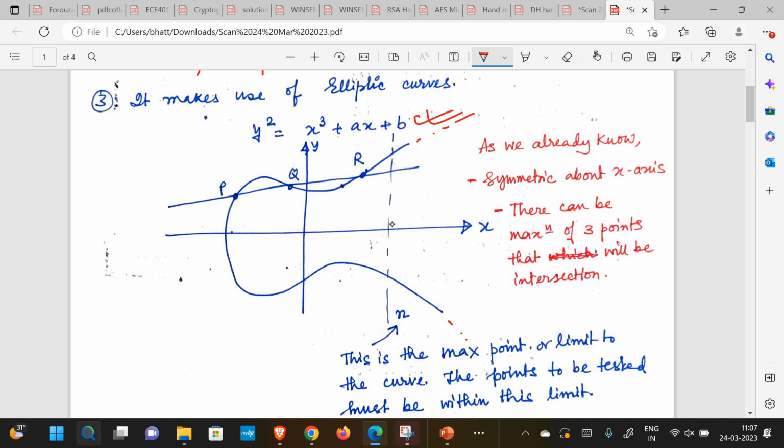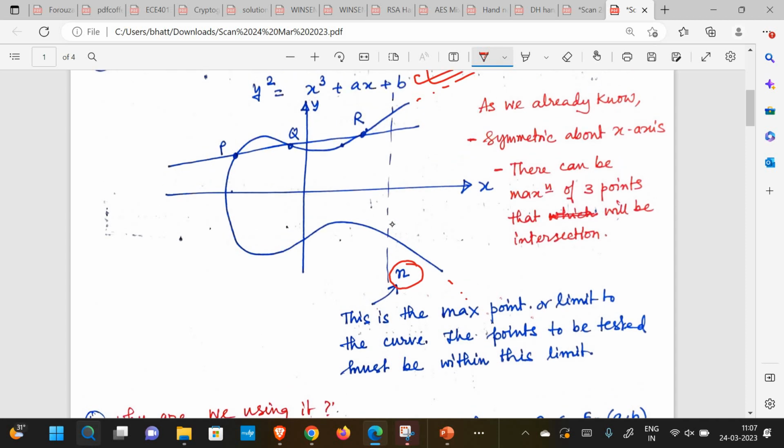One very important thing that we have to understand is something called N, which is given over here. Alright, so now if we observe what is mentioned over here, N is ideally the order of the curve. We call it the order of the curve, and most of the time it's provided to you. So this is the maximum point or limit of the curve. The points to be tested must be within this limit. Because we cannot take infinite values, we have to take some finite element. So that's why this N is considered.